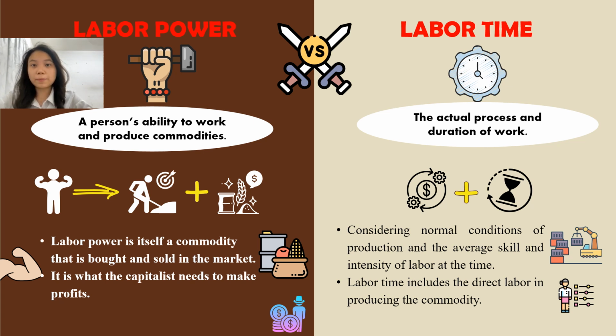The meaning of labor power is a person's ability to work and produce commodities. Labor power is itself a commodity that is bought and sold in the market. It is what the capitalists need to make profit. Next, the meaning of labor time is the actual process and duration of work, considering normal conditions of production and the average skill and intensity of labor at the time. Labor time includes the direct labor in producing the commodity.